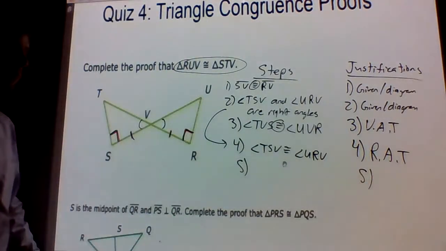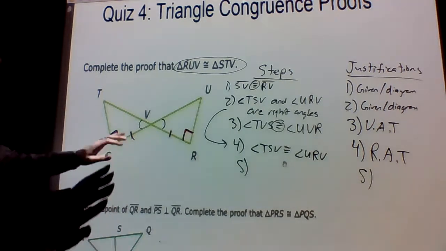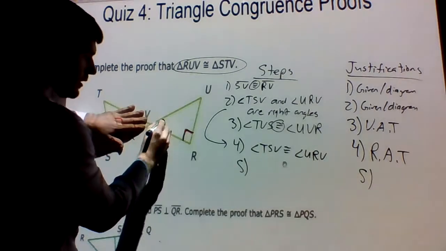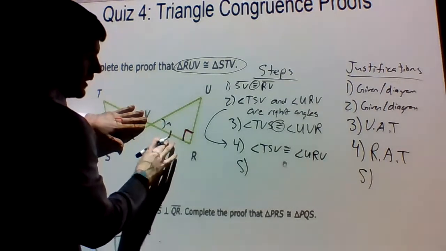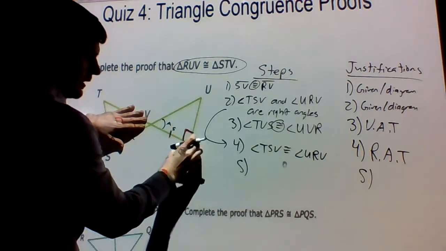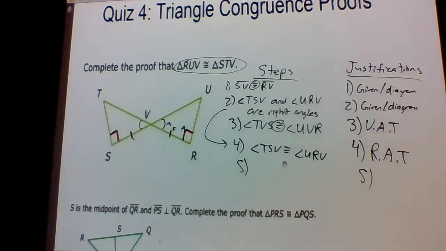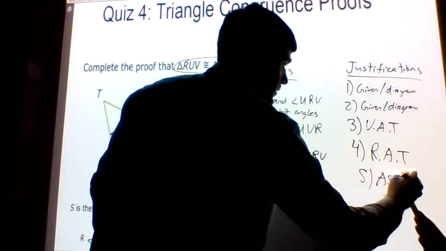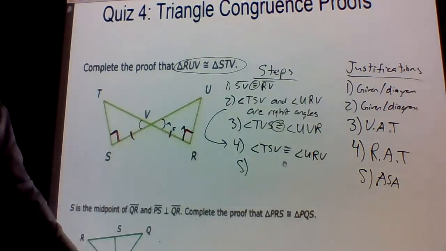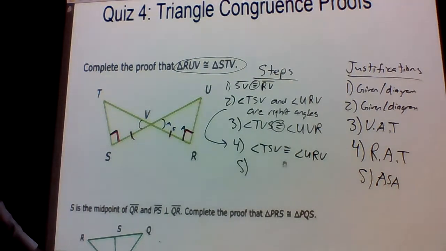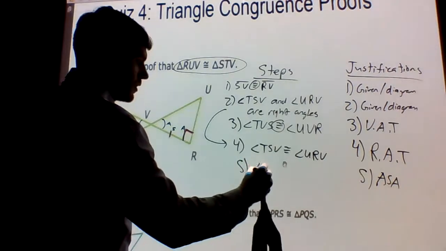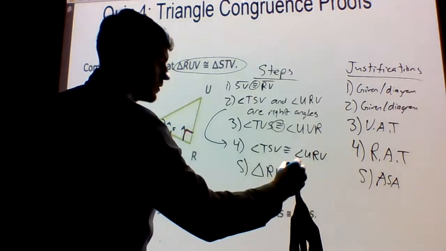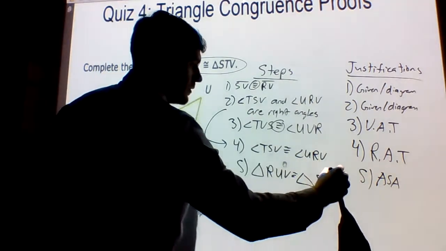Then our last step is to show that the triangles are congruent using one of our postulates. Again, cover up one of the triangles. Just look at one triangle. Is this an angle or a side? This is an angle. Angle or side? It's a side. Angle or side? It is an angle. So by the angle side angle postulate, again, on your reference sheet, if we have two pairs of congruent angles and the included side are congruent, then our triangles are going to be congruent. So triangle RUV is congruent to triangle STV.